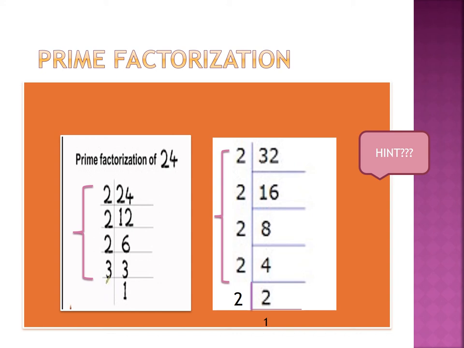So can you see if there is any composite number? No, these are all prime numbers. These are all prime factors. That's why we are calling it prime factorization, because there are no composite numbers. All right, so let's move to our new step.